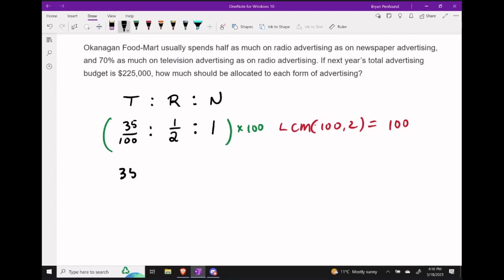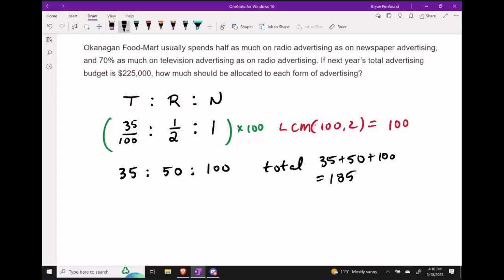That's going to give us 35. 100 over 2 is 50. And 1 times 100 would be 100. So here's our ratio of television to radio to newspaper advertisement as whole numbers. Notice here, if we add up the three numbers, we get a total of 185.